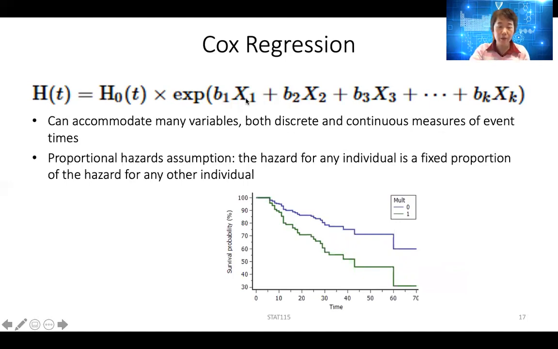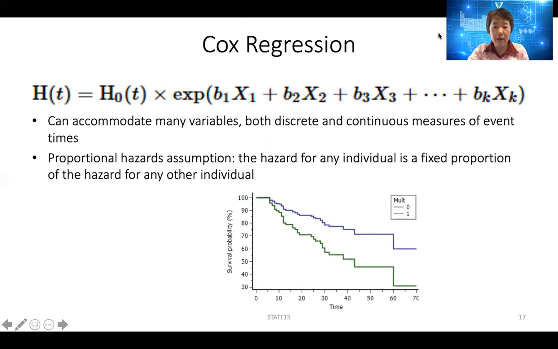And those variables can also be both discrete, which means it's potentially categorical, or it could be continuous, which is like, say, gene expression value. And so when you have so many different things, you could use a Cox regression to ask, if we look at all of these together, can you see a difference between the different groups?